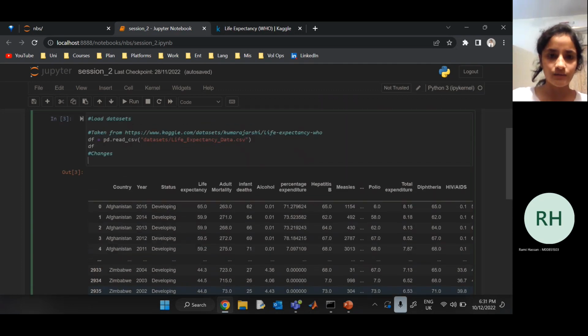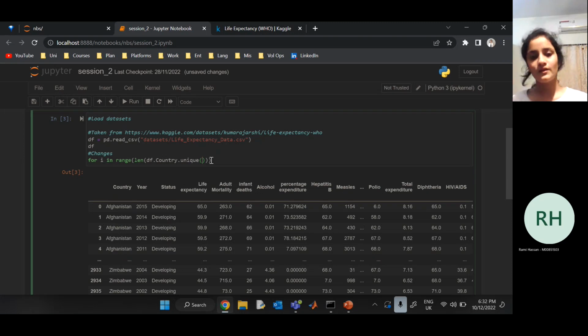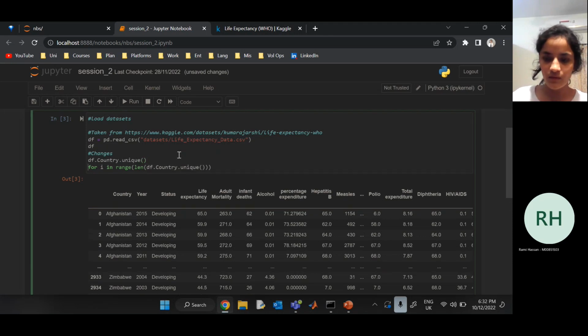Okay, so how do I do that? I'm going to first pick, for i in range, length of df.country.unique. So df.country is going to give me that particular column, and .unique is going to give me the unique values in that column. Let me just print it for you so you can see it. Let me print it first, and I'll comment this.